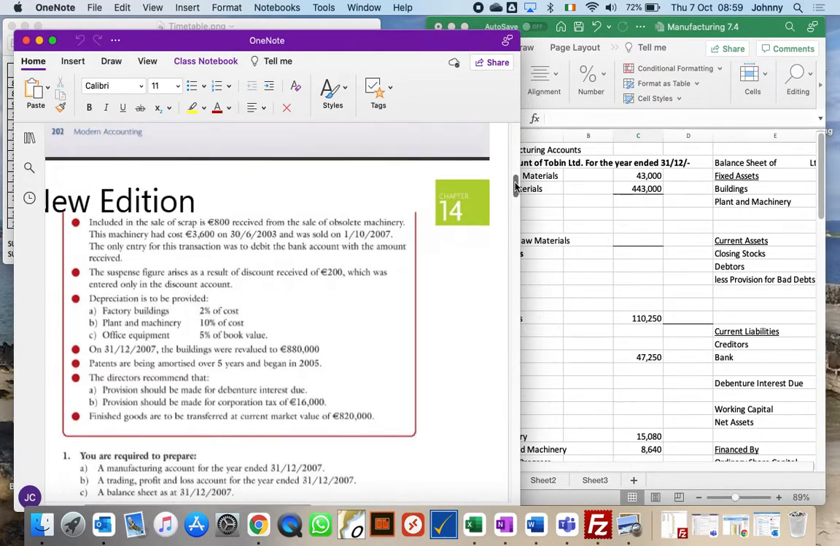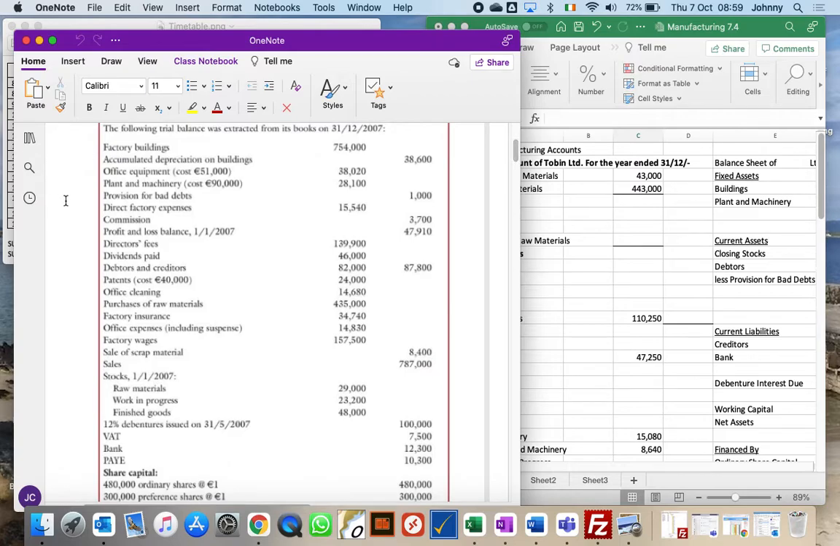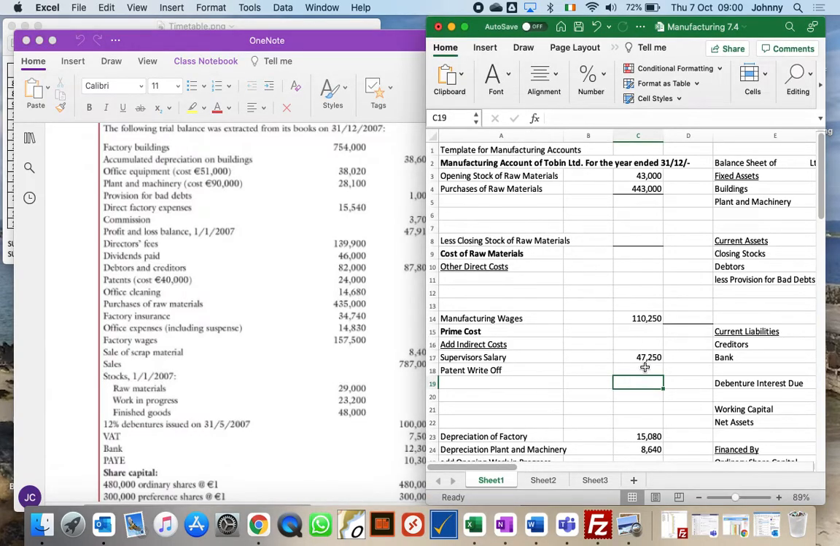Have a quick read and look at the top of the question. We're doing this for 2007, so that means we would have already amortized 2005 and 2006. So 2 years have already gone. The figure that we have here for patents is 3 years left. Patents cost 40 grand and they're now worth 24. So that means 8 grand every year. So we've taken away 16 grand. So that's 2 years taken away so far. So we're going to take away another 8 grand this year.